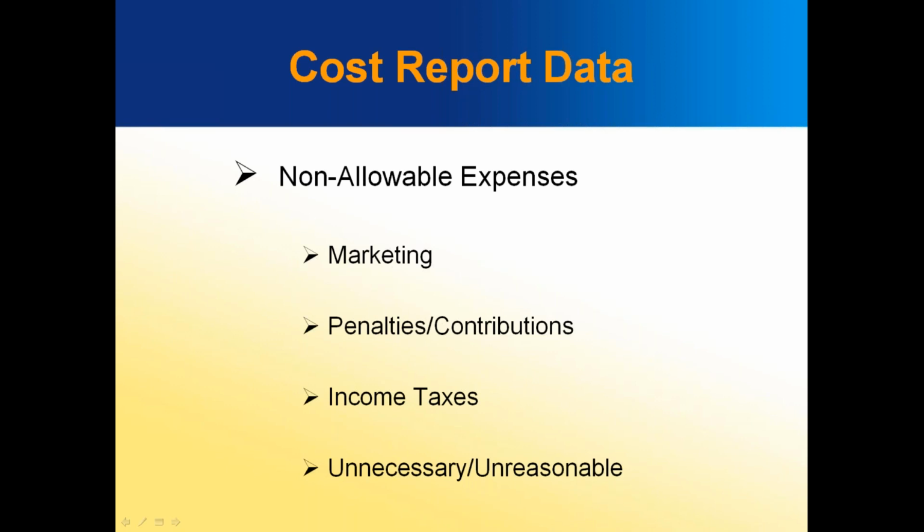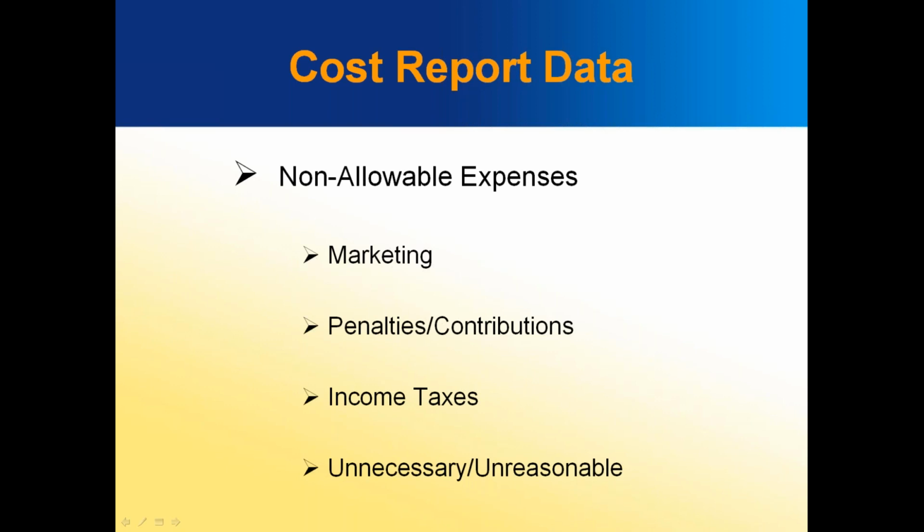Income taxes: C corporations have to file federal income taxes. Some states also require state income tax. Any tax associated to revenue is going to need to be identified and eliminated from the cost report. And then they have the caveat of the unnecessary and or unreasonable expenses. So that's something else that might be coming up.